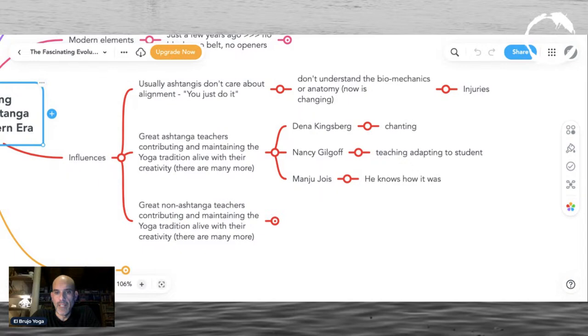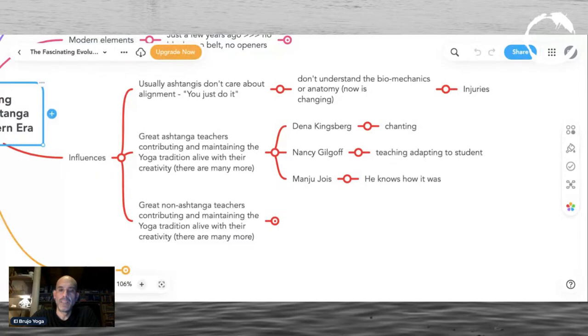She likes to chant, and she's putting a lot of chanting in her classes. And Nancy Gilgoff, who passed away this last week. I never had the chance to practice with her, but I know that she was teaching by adapting to the student, because she was taught like that. When she went to Pattabhi Jois, he adapted to her because she couldn't do vinyasa, she couldn't do many things. So she was teaching like she was taught.